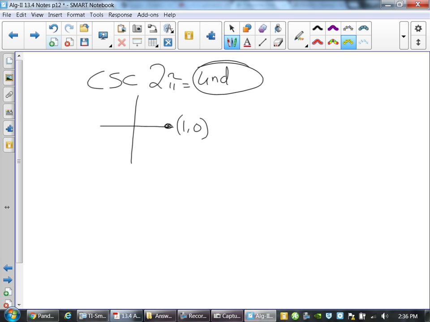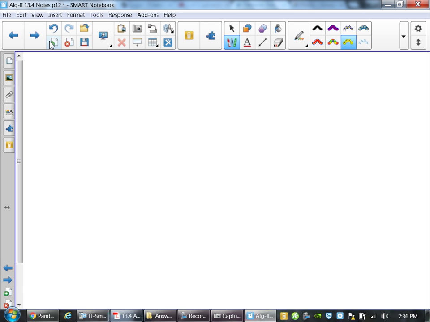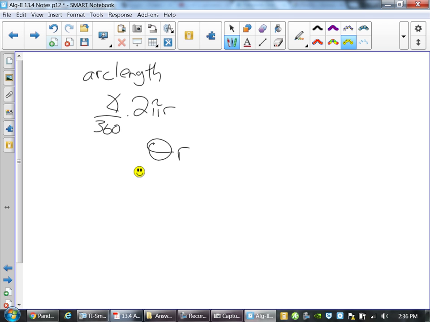Remember, arc length is angle over 360 times 2 pi r. We converted that into radians, though. You convert that into radians, you wind up with theta r. Theta was just your angle measure, so it was angle times pi over 180 times r. So you just take your central angle, convert it to radians, and multiply it by the radius.